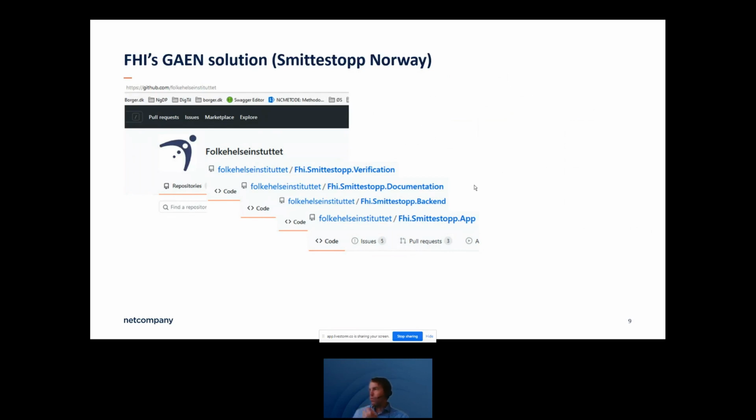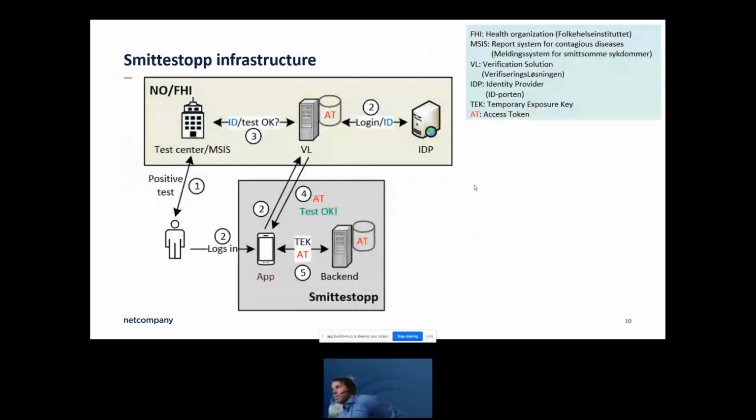So the app is the one downloaded on the phones. The backend is the one you saw that interacts with the European servers, and is the part that shares the keys, verifies, and so forth. So the Smittestopp infrastructure, again, this is a very simplified picture, but with enough details to give you an understanding of how the flow works. Here to the left, we have a person who goes to a test center and unfortunately tests positive. This is EMSIS, which then holds information about this particular person that has an identity in the world, of course, but also has a digital identity. And this is taken care of by the Norwegian health organization.